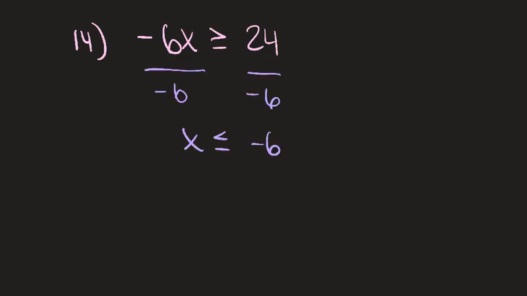The answer is X is less than negative, not negative 6. I did that wrong, negative 4. Did you remember to reverse the alligator? He's greater than, now he has to be less than, because we divided, we sang the song with a division by negative 6. That would then be a closed dot to the left.